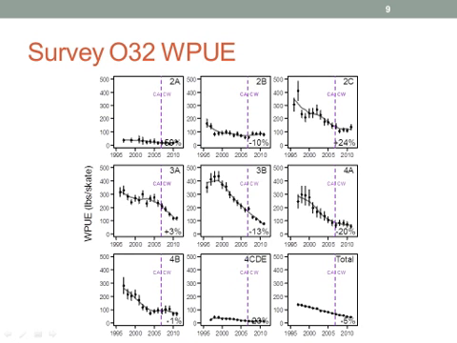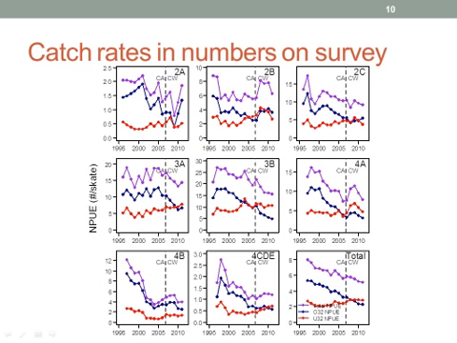I just want to give you an illustration of that. This is a different set of data from our survey. This compares not the weight of halibut that are caught, of O32 halibut. This looks at the catch rate of numbers of halibut that are taken on the survey. The purple is the total number of halibut caught, and then the two lines below the purple are O32 in blue and U32 in red.